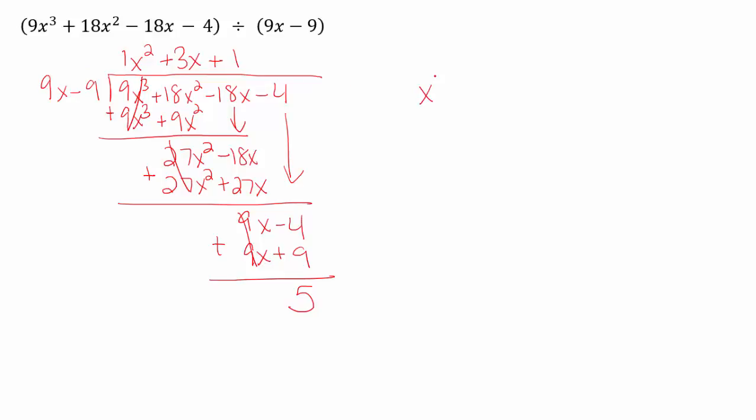So I would say that my answer is x squared, or you could leave the 1 in front of it, plus 3x plus 1 with a remainder of 5. Or I could write x squared plus 3x plus 1 plus the remainder over the divisor. Either one of these are okay.